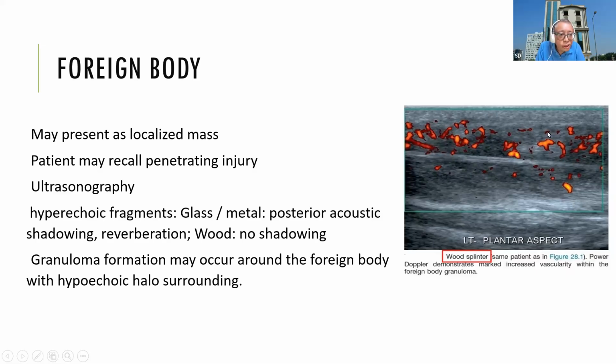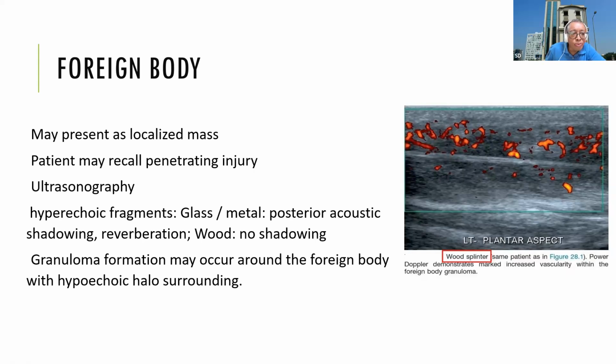If you see nicely, you can see granuloma formation, a hypoechoic halo surrounding the foreign body. Sometimes if you turn on the color Doppler, you can see an increase in vascularity within the granuloma of the foreign body. So this is the typical ultrasound picture of a foreign body.